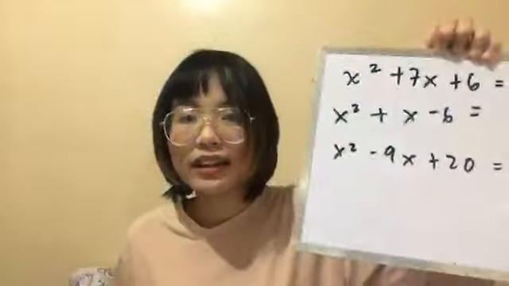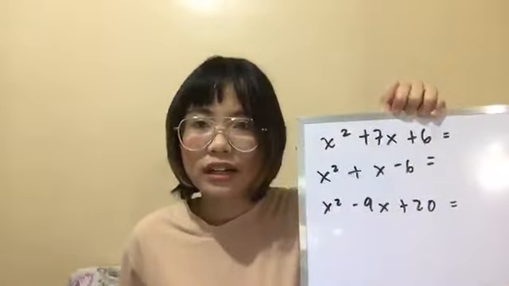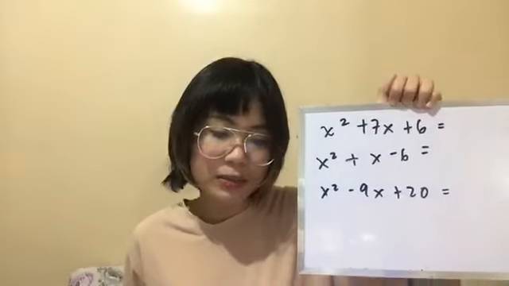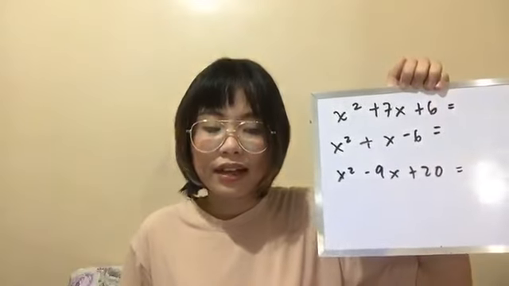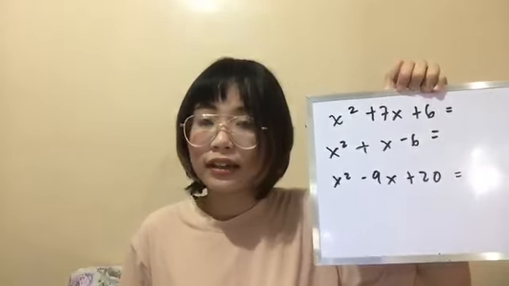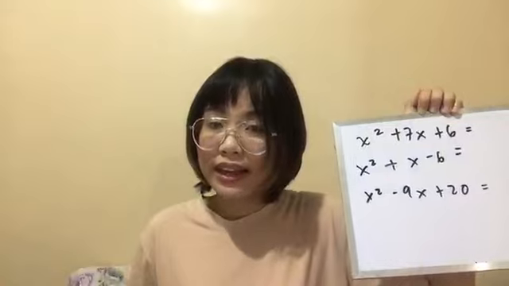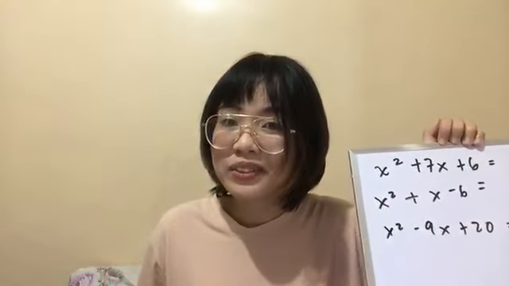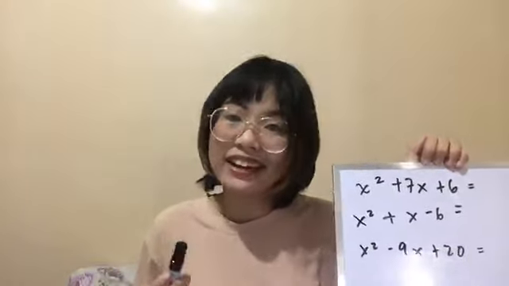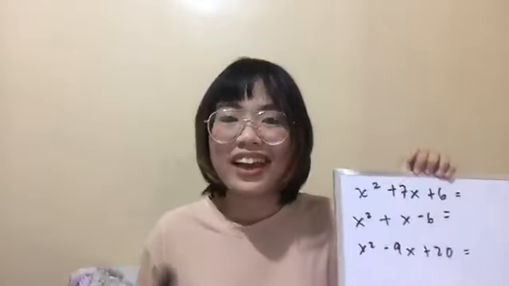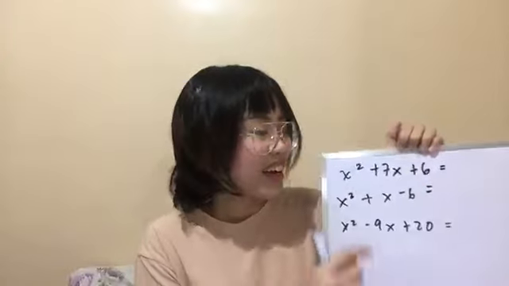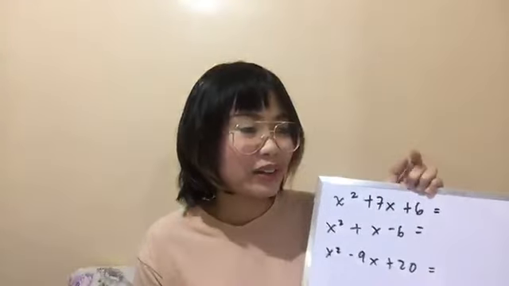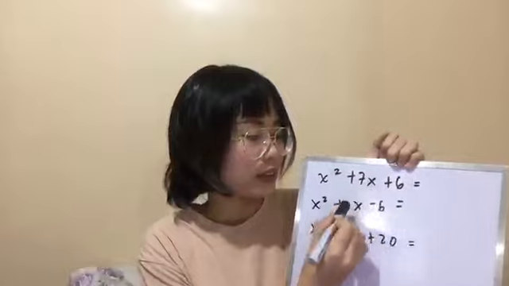Okay, so these are the questions: x squared plus 7x plus 6, x squared plus x minus 6, and x squared minus 9x plus 20. So again, the technique here is to focus on the C terms, okay? Because A is just 1 times 1. And then try to do the cross multiplication thing that I told you earlier. The sum of the factors when cross multiplied should be equal to these.